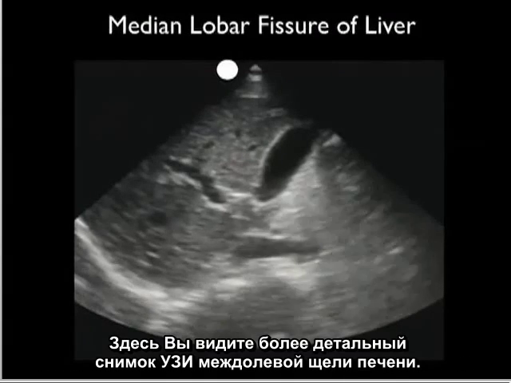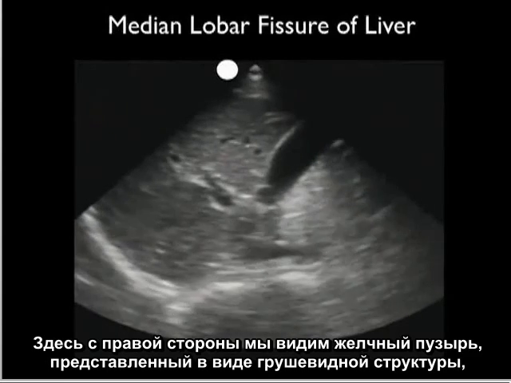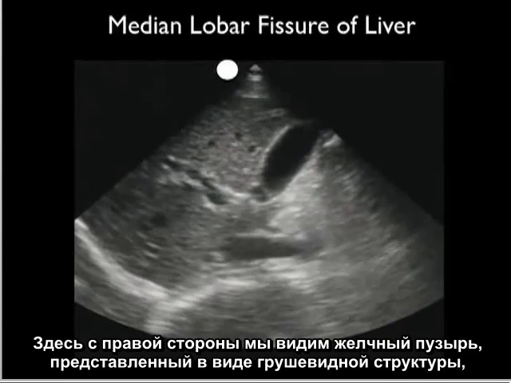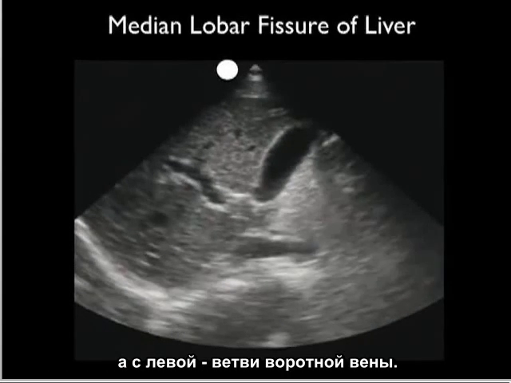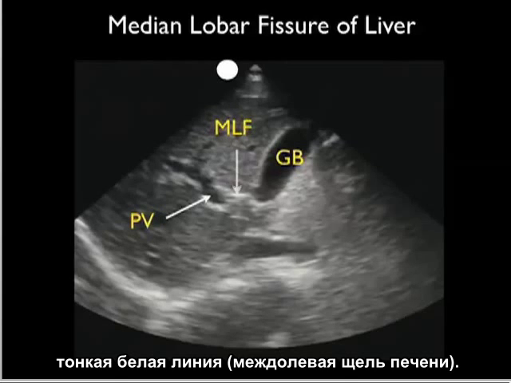Here's an ultrasound image showing the median lobar fissure of the liver in greater detail. Here we see the gallbladder, the pear-like structure to the right of the image, and the branching portal vein over towards the left. As we look in between the two structures, we see the thin white line known as the median lobar fissure of the liver.